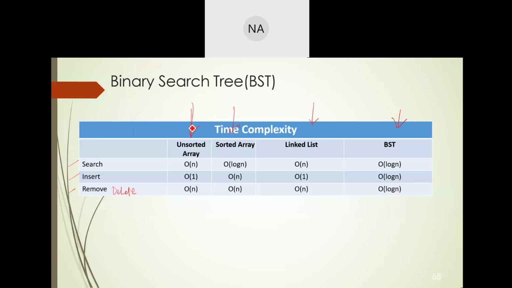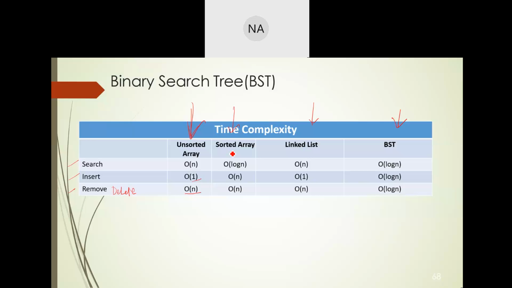First, consider the unsorted array. For the unsorted array, search complexity is order of n because the array is unsorted. Insertion is order of 1 because the element will be added at the end of the array. Removal, the delete operation, will require order of n because you must move the elements down the array to fill the vacant space.